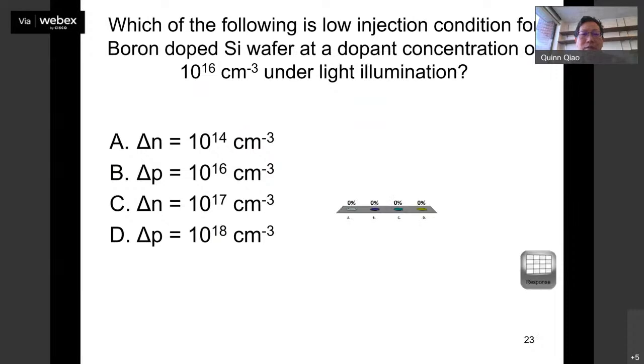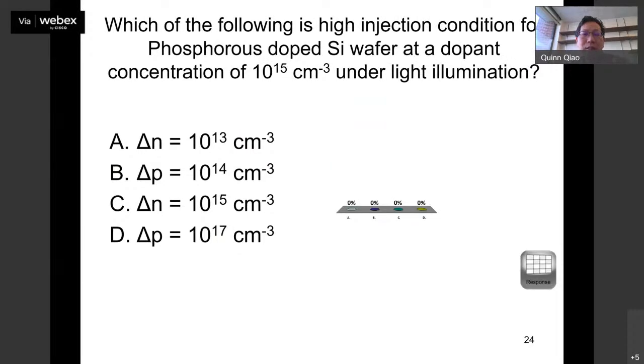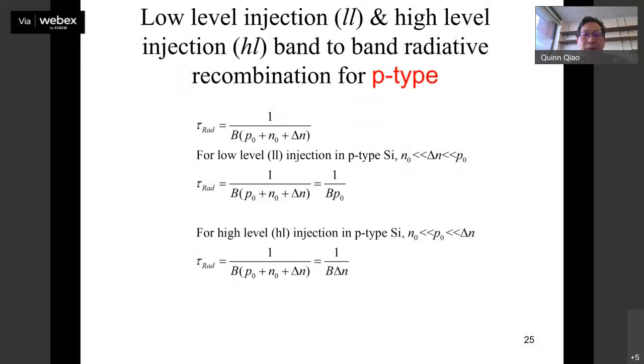Okay, so here's some example. I'm going to skip this. You can figure this out since we'll talk about that. And then with that, you can simplify. For example, if this is p-type silicon, low injection means delta n is 10 times smaller than p0. P-type silicon, p0 is the majority. Since p0 is so big and this one is much smaller, you can get rid of them and it becomes 1 over B p0. That's for low injection.